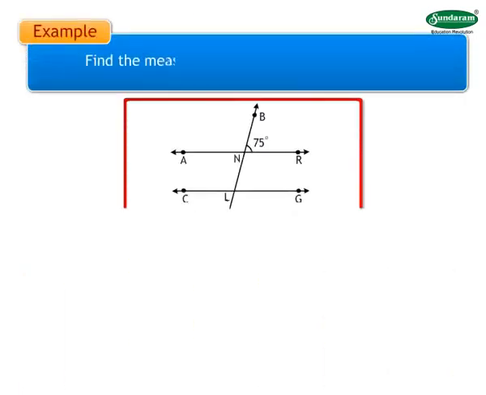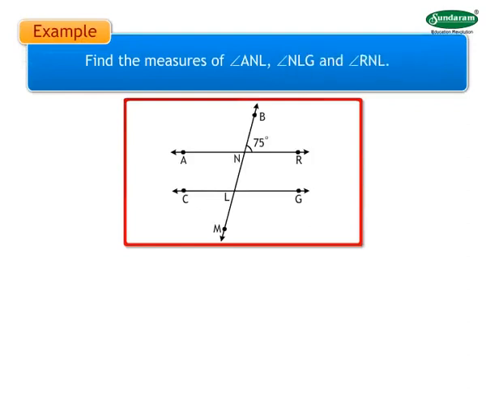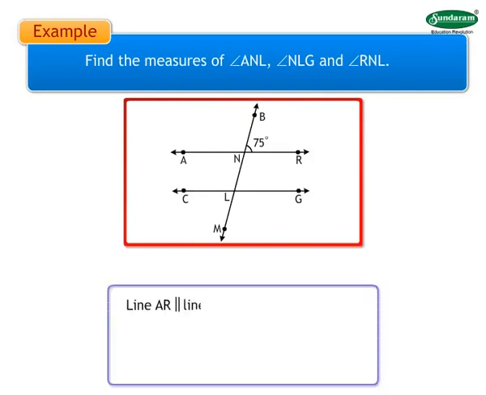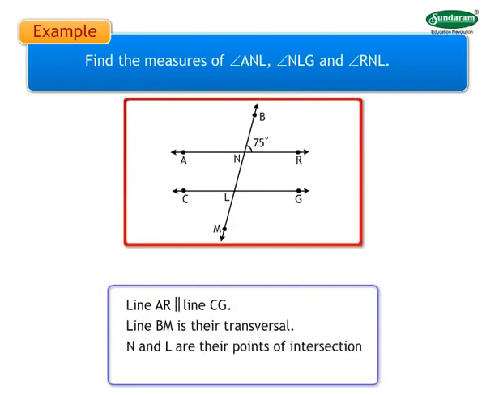Now let's look at an example. Find the measures of angle ANL, angle NLG and angle RNL. Look at the figure. Line AR is parallel to line CG. Line BM is their transversal. N and L are their points of intersection and measure of angle BNR is equal to 75 degrees.